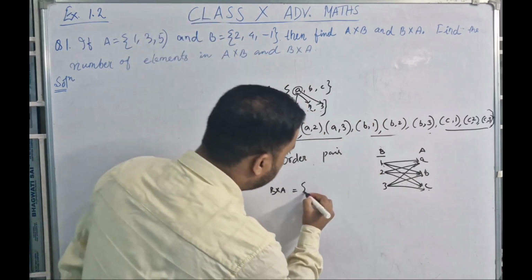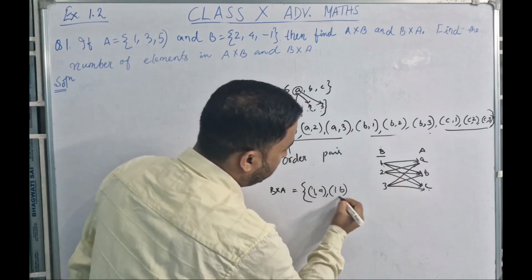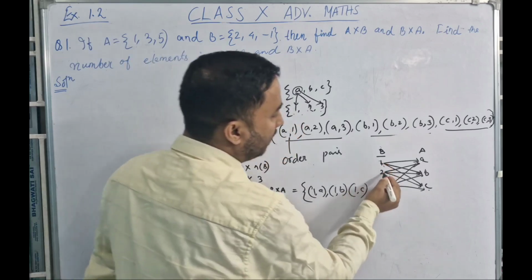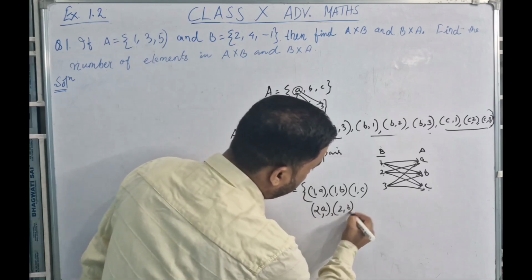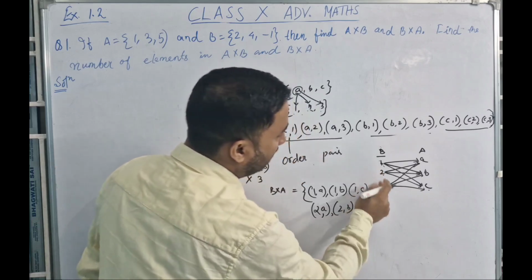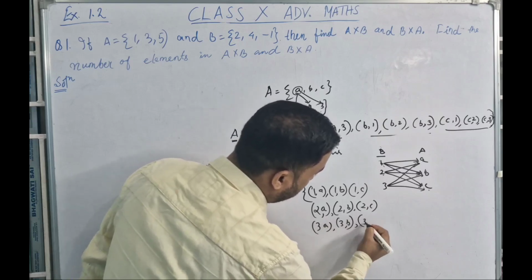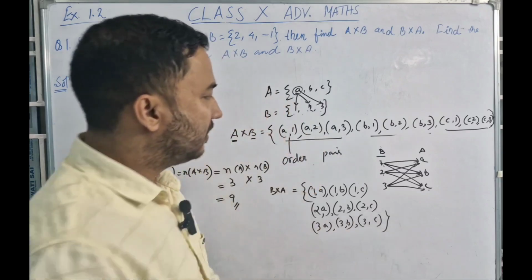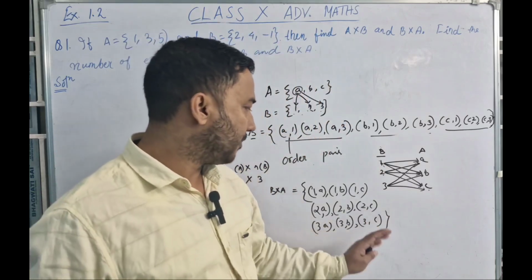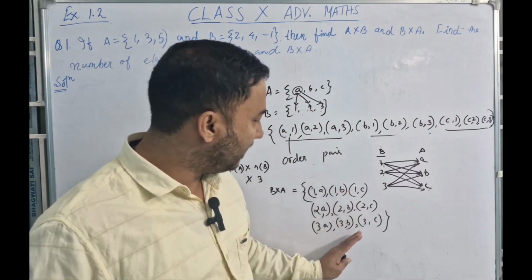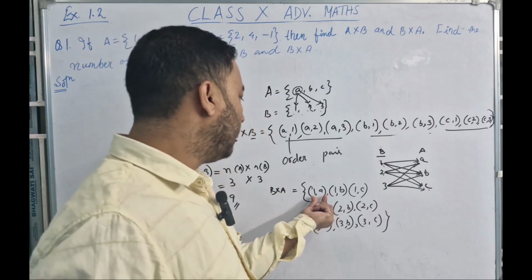Okay, so what will be the elements? B cross A will be equal to 1A, then 1B, 1C. After 1 we have 2, so 2A, then 2B and 2C. After 2 we have 3, so 3A, then 3B, then 3C. After that, since we do not have any other elements, we should close the bracket. Okay, so here also we are having 9 elements in the set B cross A. This is an element which is called an ordered pair.